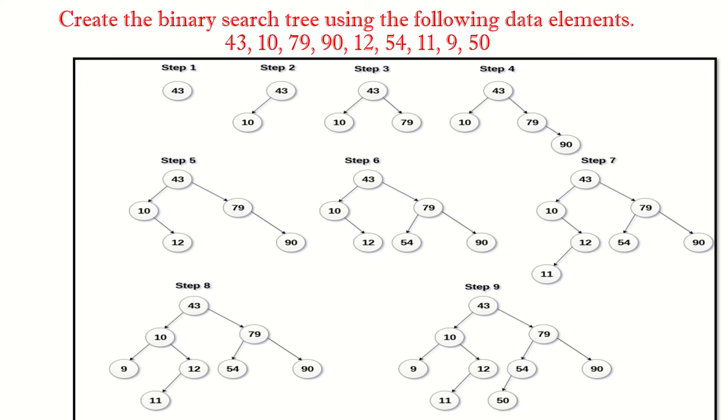So this is the procedure to build a binary search tree when n elements are given. The only thing that needs to be kept in mind is that each element has to be compared with the root, and accordingly, if it is lesser, it has to be inserted somewhere in the left subtree. If it is greater than the root node, it has to be inserted in the right subtree.